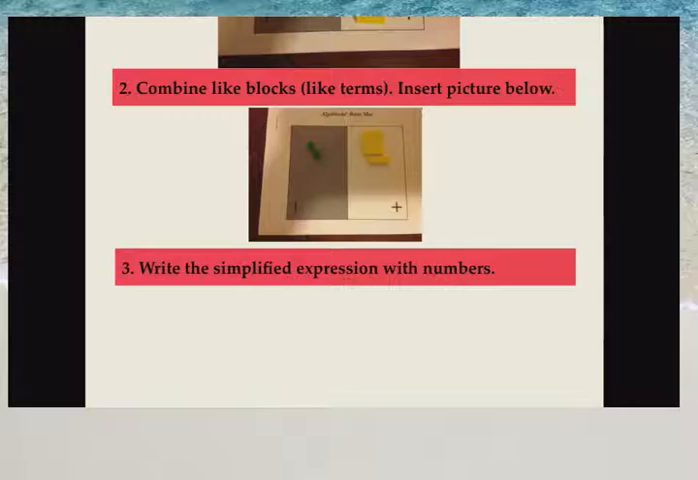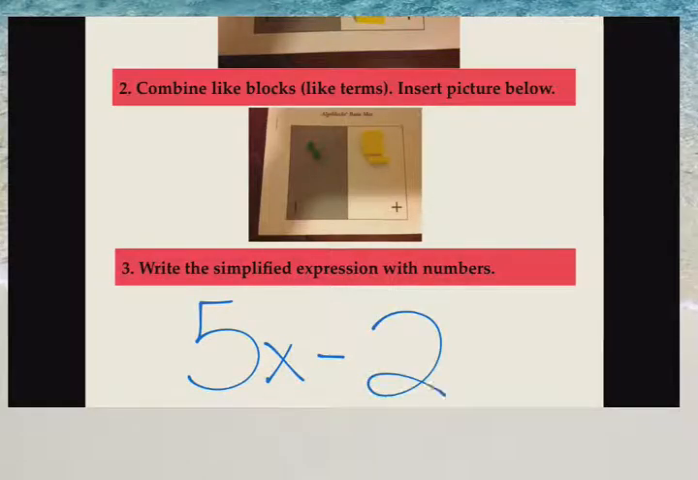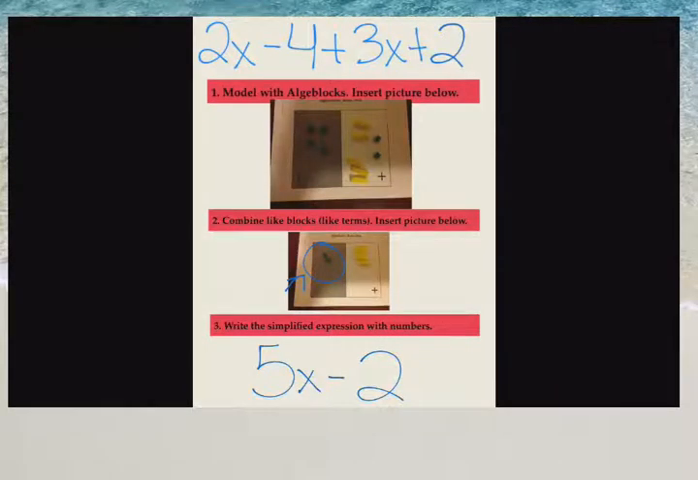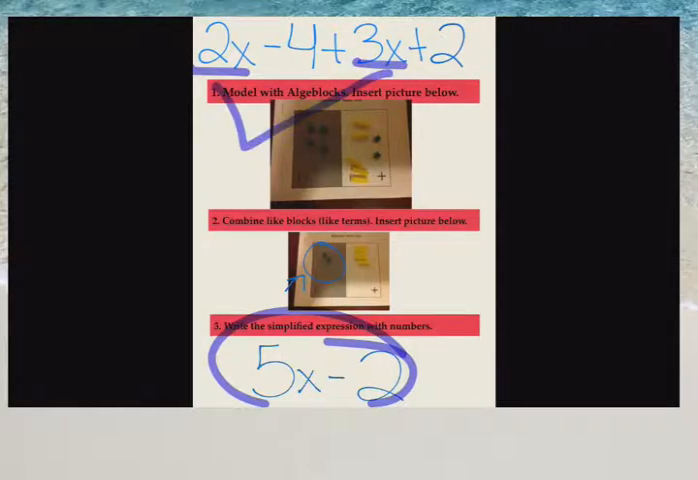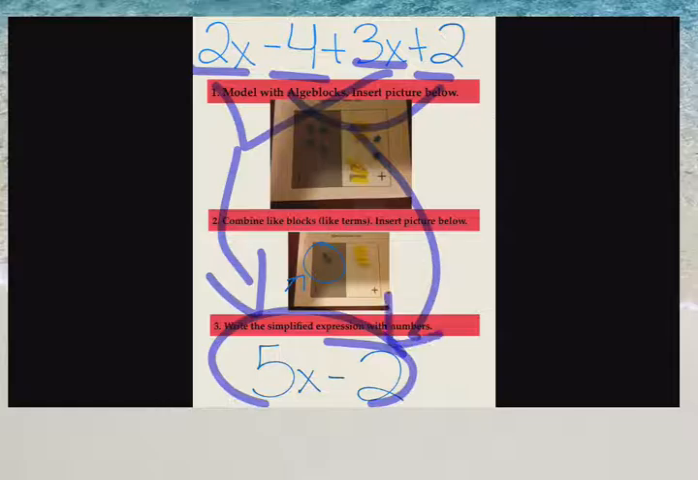We've got a total of 1, 2, 3, 4, 5 x's, all positive, minus, we've got our 2 here. Remember, those are negative, so we want to represent that with our subtraction sign. So that whole big long expression that we started with has now been broken down to 5x minus 2. Remember, 2x and 3x are both positive, like terms, so we combine those to make 5x. Negative 4 and 2, also like terms. Combine those to get negative 2.